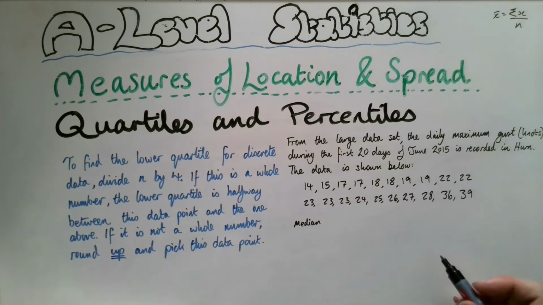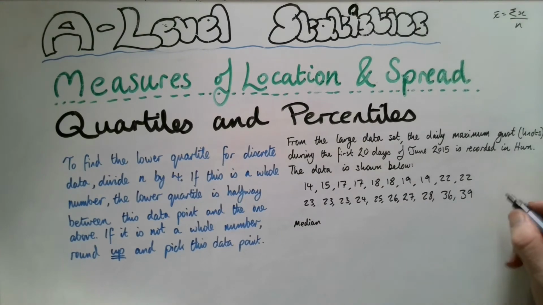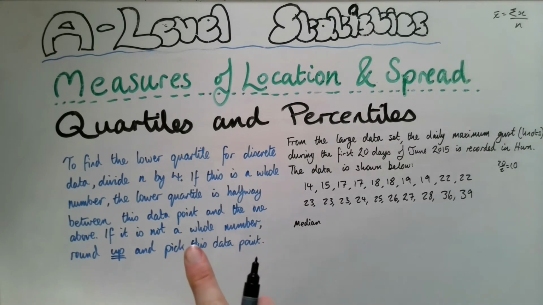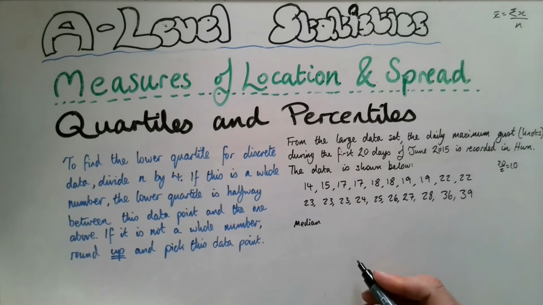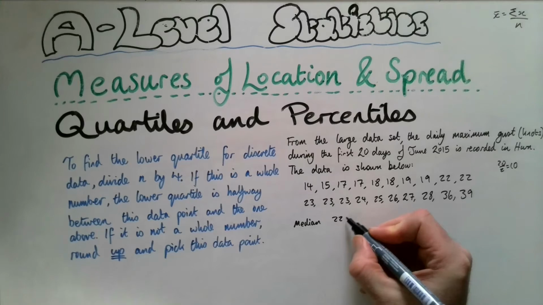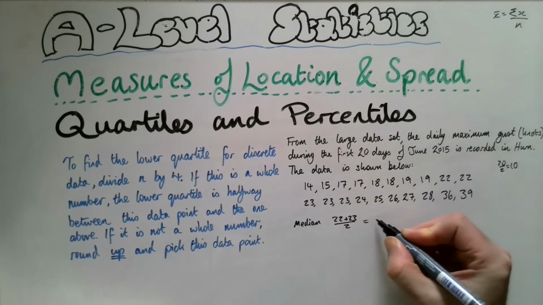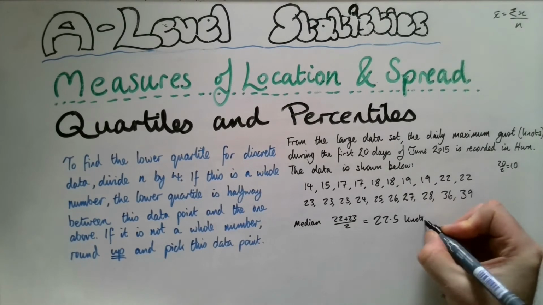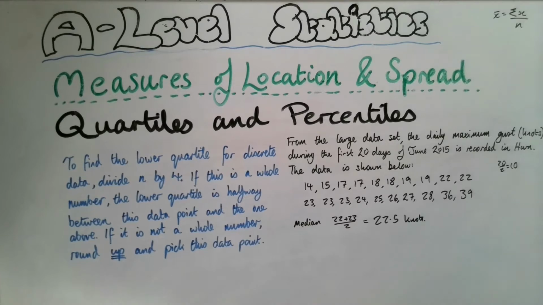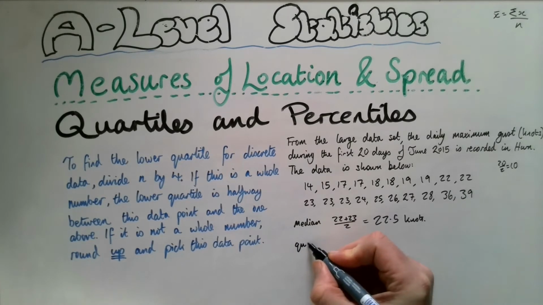So I've got 20 days, so 20 divided by 2 is 10 exactly. So that means because it's a whole number, I then go to 10.5. I go to halfway between that and the next one. So there's my 10th, there's my 11th, so halfway between 22 and 23, so it's 22 plus 23 over 2, which is 22.5. Now of course that is knots, isn't it? Because we've got units.